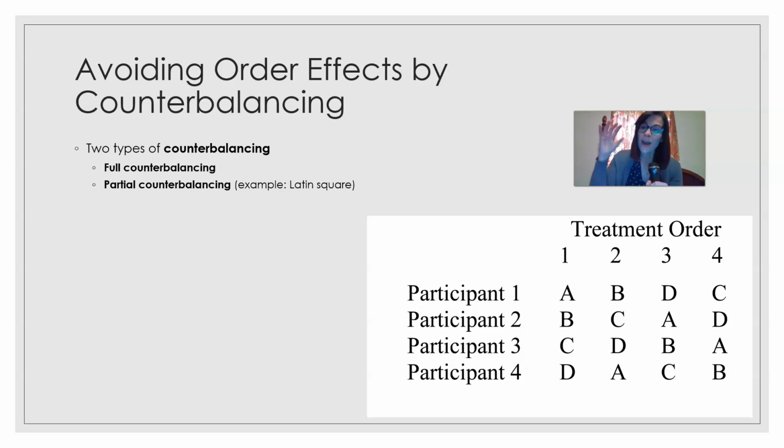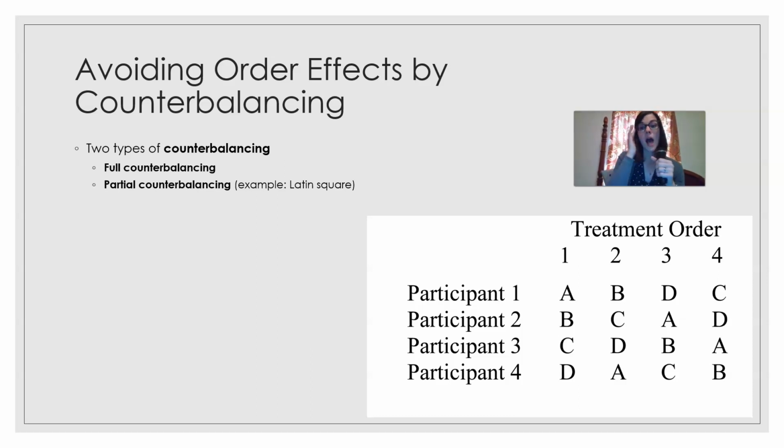At this point, you have to have 120 separate orders. So full counterbalancing tends to work best if you have 4 different conditions, and honestly, I would even say 3 or fewer. Do full counterbalancing. If you can't, you can do what is called partial counterbalancing.